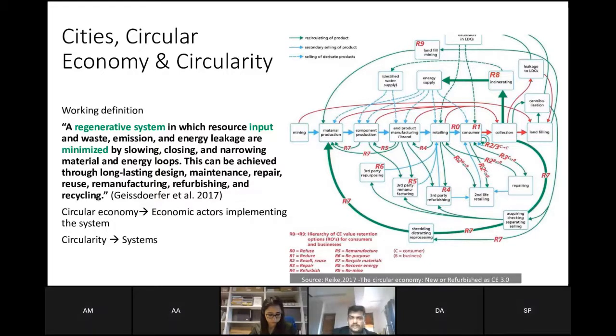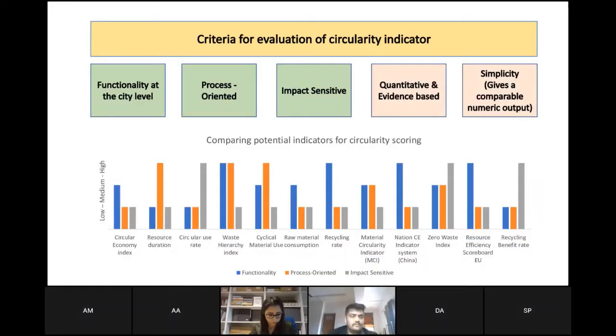Research started. So we started our research particularly with the literature review, and we looked at all the possible indicators that we could find which we could use to measure circularity. On the right are the qualifying criteria that we used. The first thing being quantitative.